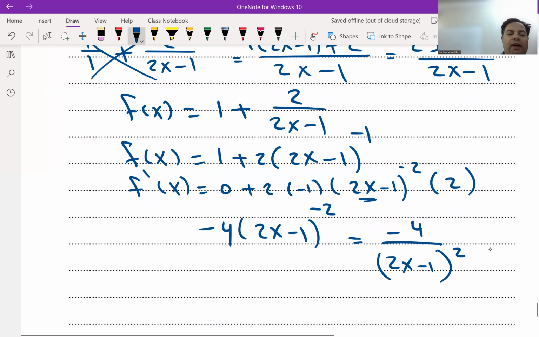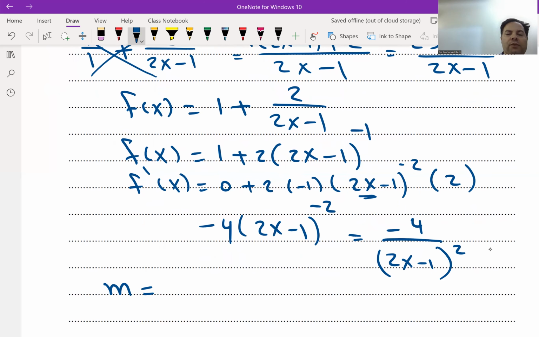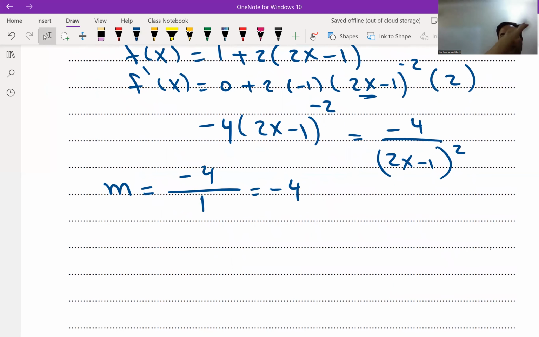At the point 1, I will find the gradient of the tangent, substitute x with 1: minus 4 divided by, 2 minus 1 is 1, 1 squared is 1. So the answer is -4. This is the gradient. It's clear that the tangent slope is negative, moving down. So this is the gradient of the tangent.